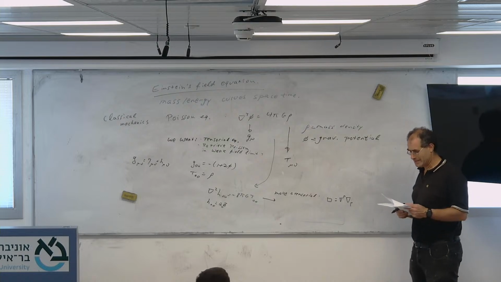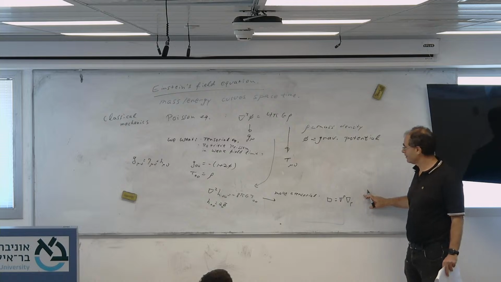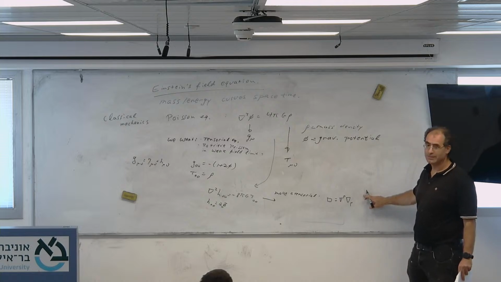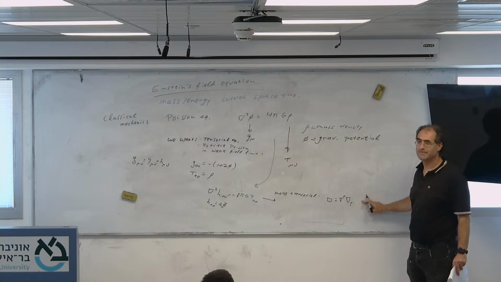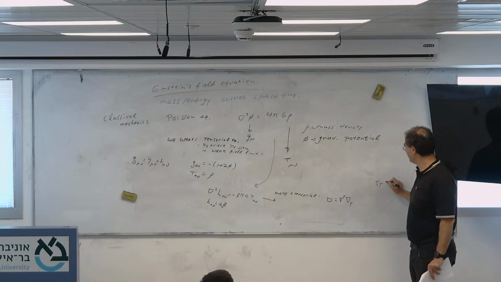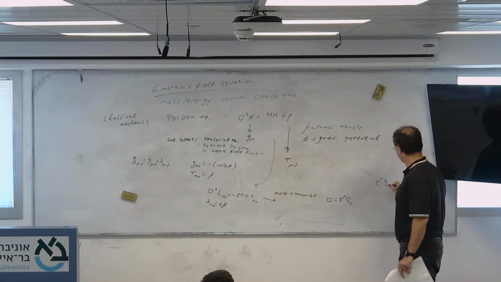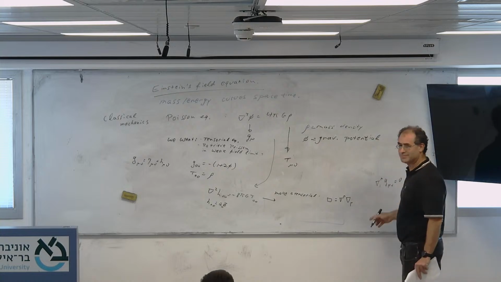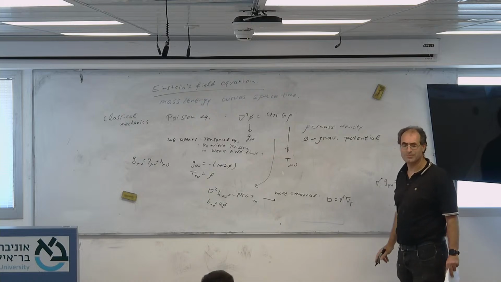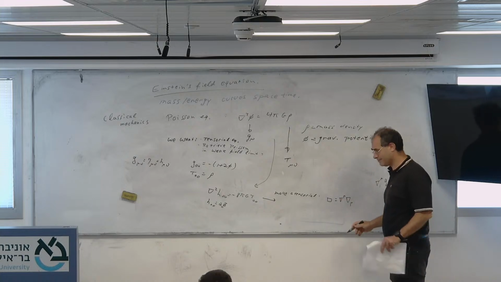Why? Why not? What's the problem? Oh, it's zeroed out. Zero, right? Because nabla mu of g, nabla mu g mu nu is always zero. Symmetric compatibility. So that's not a good idea.